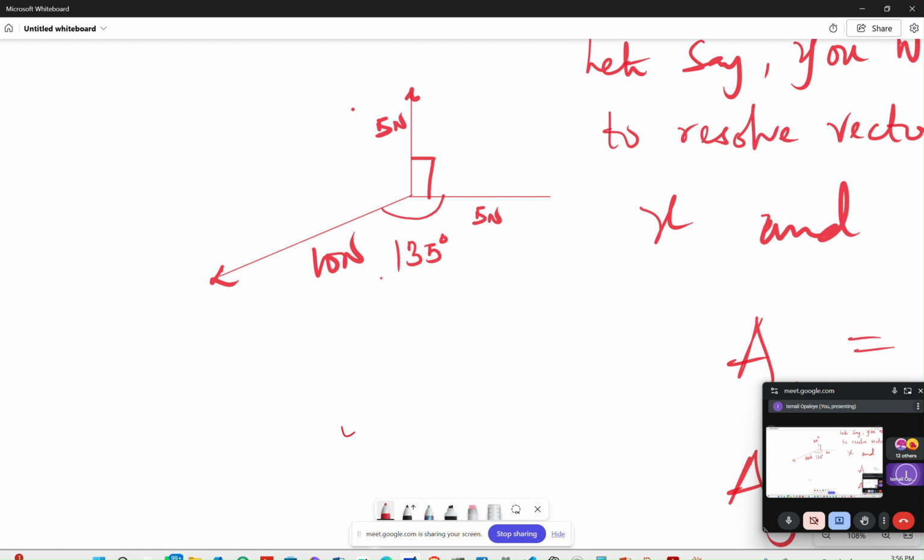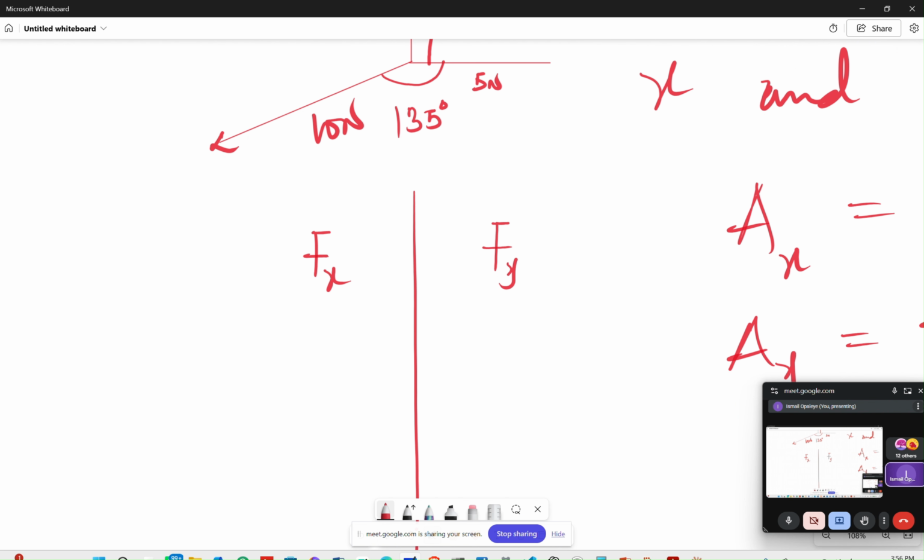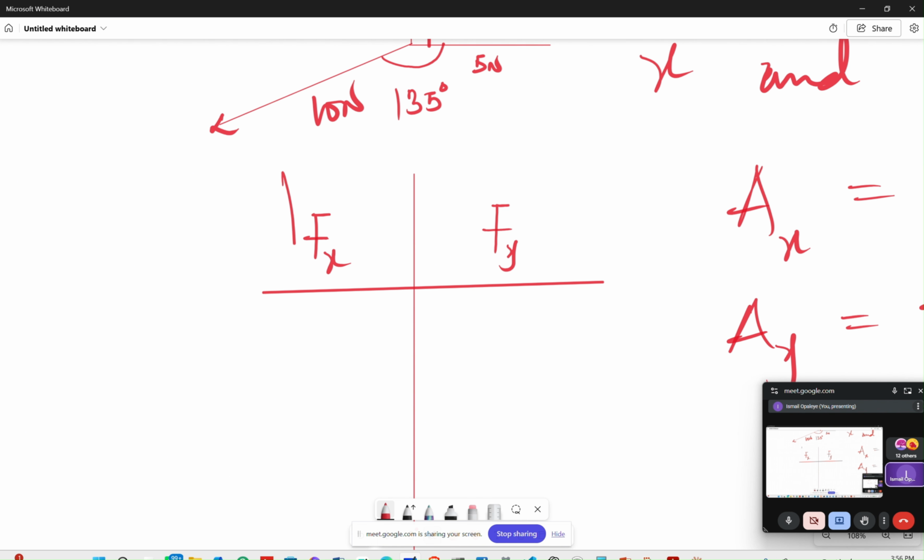So let's say I want to resolve these forces now. What I would do first is f of x, f of y. So I want to resolve them. This is f of x. So if you want to resolve them, I draw a straight line, I divide, and these are the forces that I want to resolve. I have 5 Newton, I have another 5 Newton, and then I have 10 Newton.